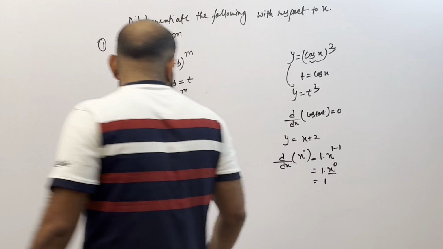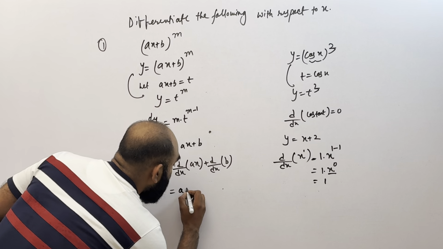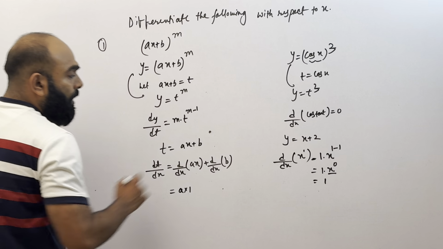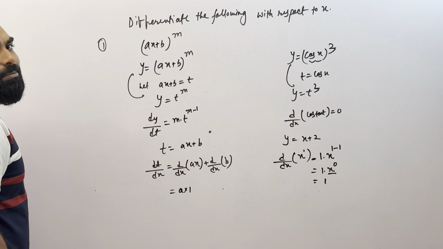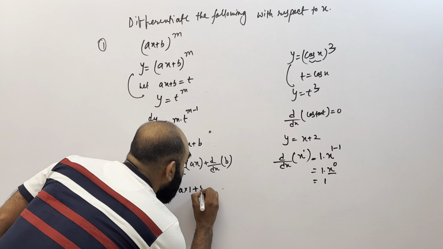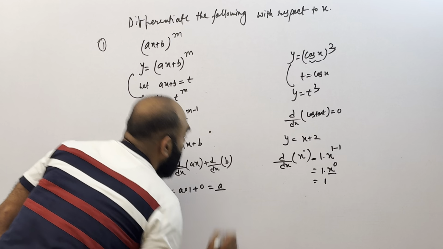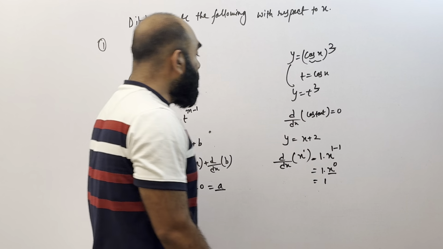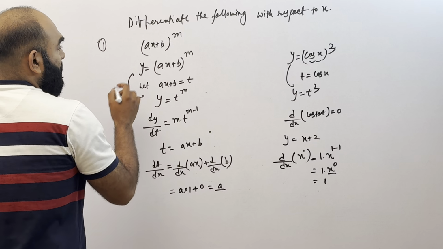Okay. So this will be a into 1. d by dx of x is 1, plus d by dx of the constant term. Constant differentiation is 0. So we have 0, so we are getting a only. What is our result? What we have to find? We have to find dy by dx.